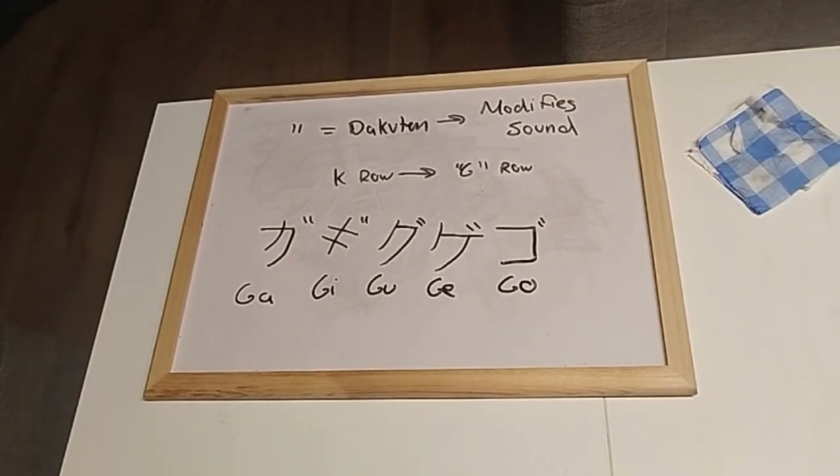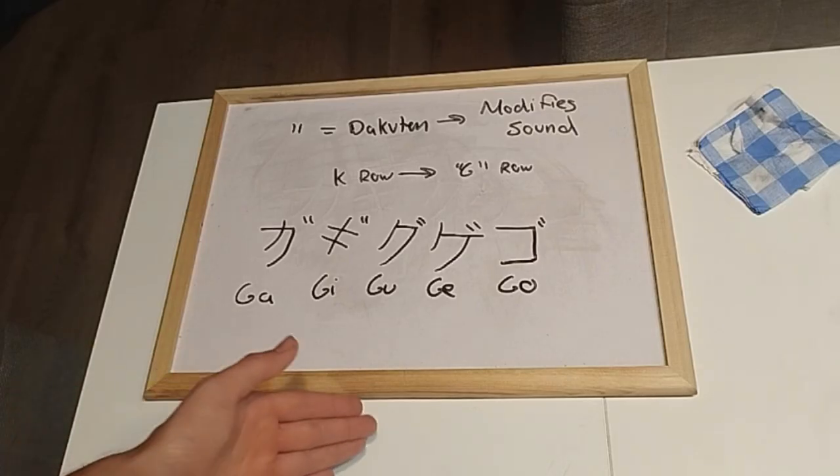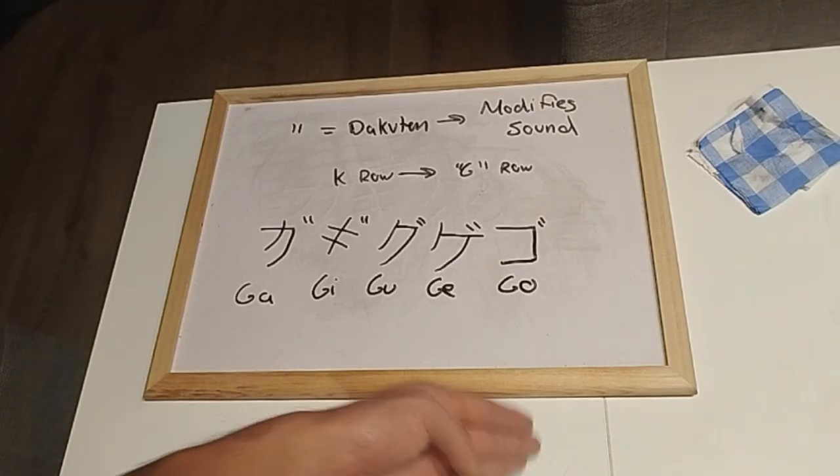Just like in hiragana, in katakana, the dakuten modifies the sounds. And so in the K row, all the sounds change from K to G. So it becomes ga, gi, gu, ge, go.